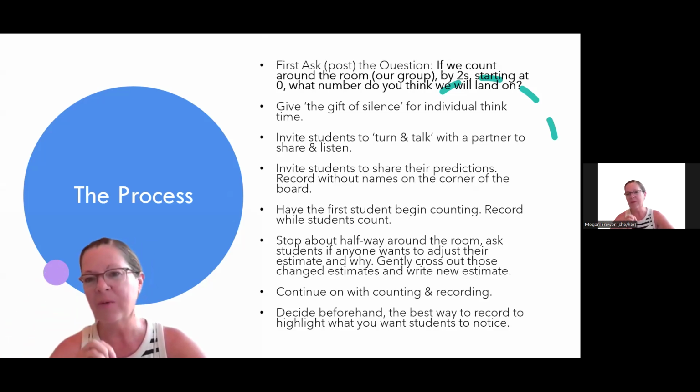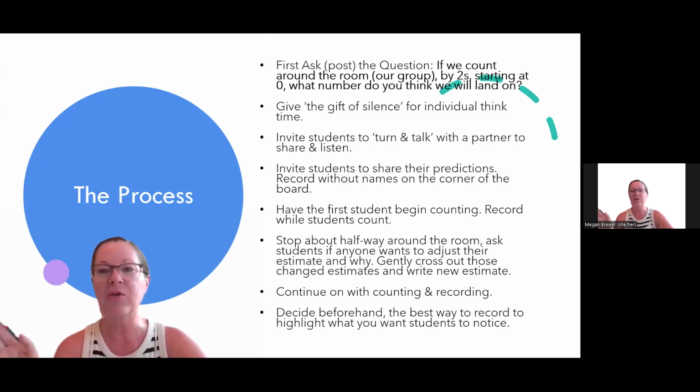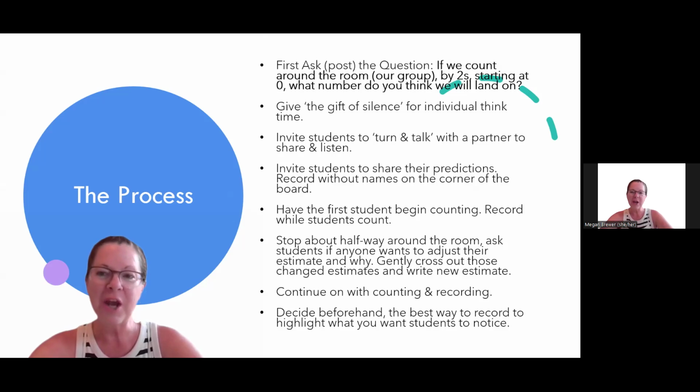And you probably want to count forward the first couple times, let kids get used to it. But then you can spice it up and go backwards once they've gotten the routine. And you're asking, what number do you think we will land on? So they're going to be making an estimate or a prediction.